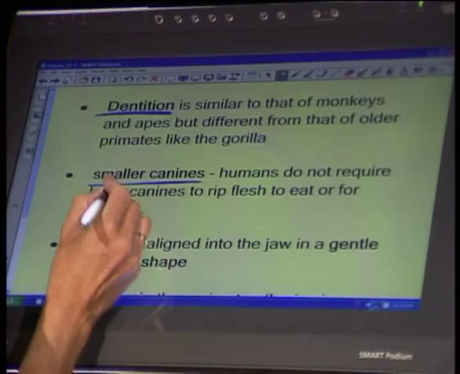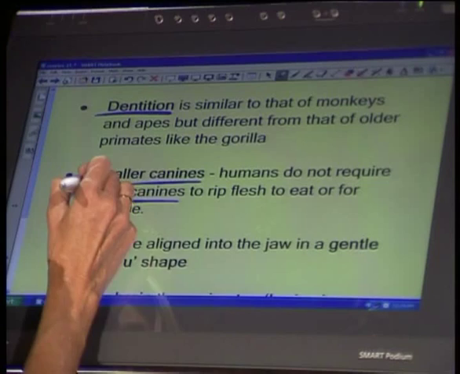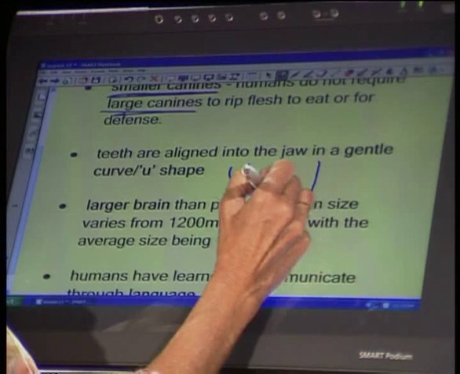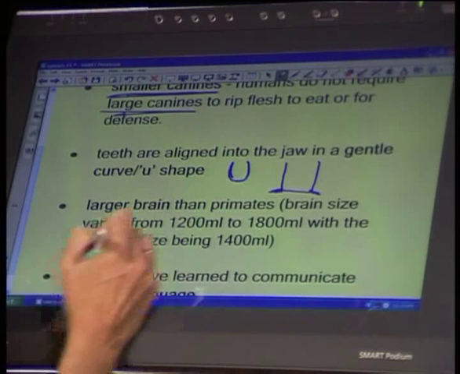So they've got large canines. We have small little canines, okay? Our teeth are in a gentle curve. We have a wonderful little U shape, whereas they have a very square shape with their canines jutting out over there. So we have this gentle U shape or curvature.